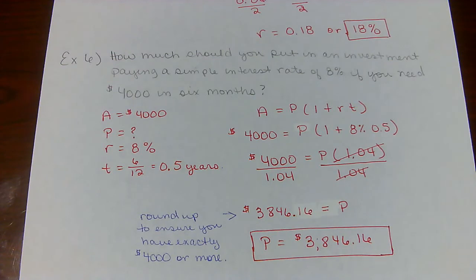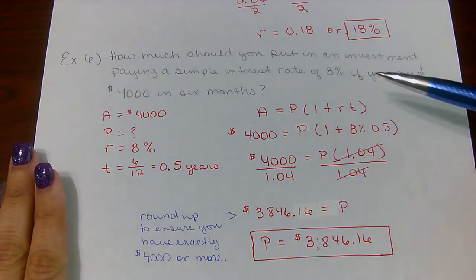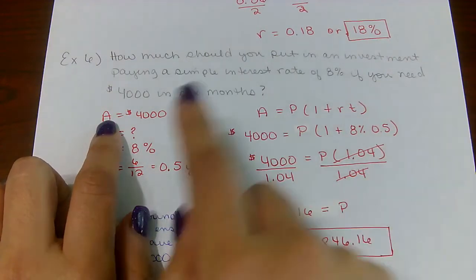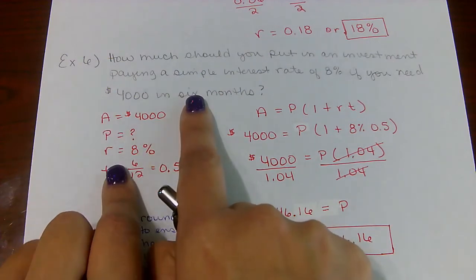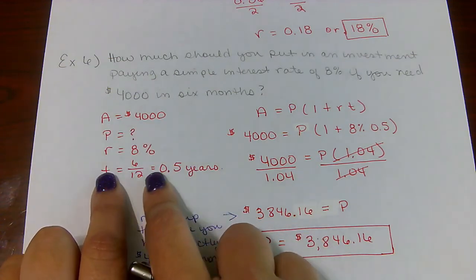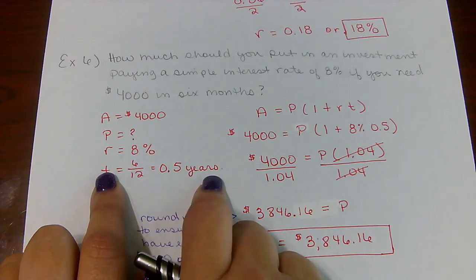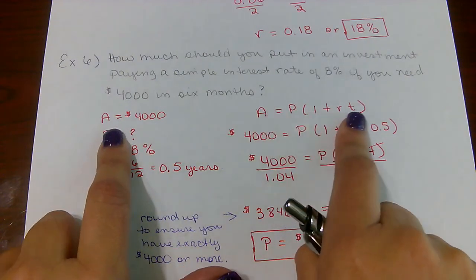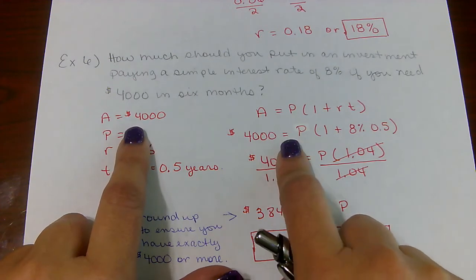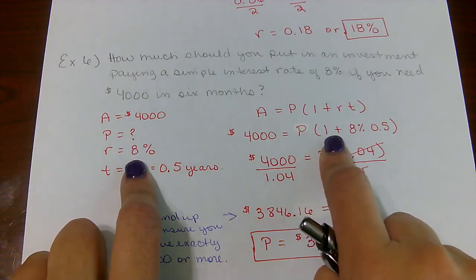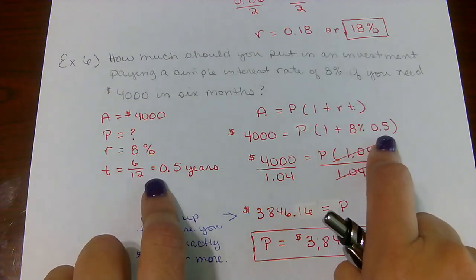For problem 6, it says, how much should you put in an investment paying a simple interest rate of 8% if you need $4,000 in 6 months? So if you look at this particular problem, we're saying we want to have $4,000 in 6 months. So I'm going to say my future value will be $4,000. My time will be 6 months out of a year, or in other words, half a year, 0.5 years. Our interest rate is 8%. We're trying to solve for P. So let's go ahead and use our future value equation. We have 4,000 is equal to P, which we don't know, so use the variable P, times 1 plus R is 8% and time is 0.5.